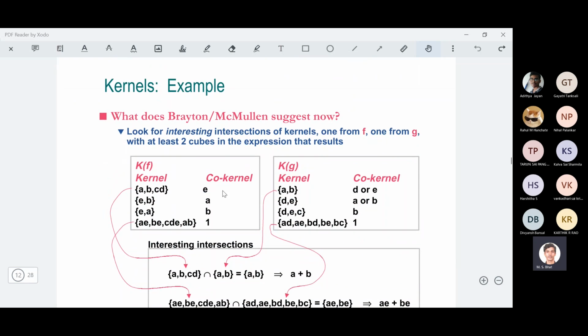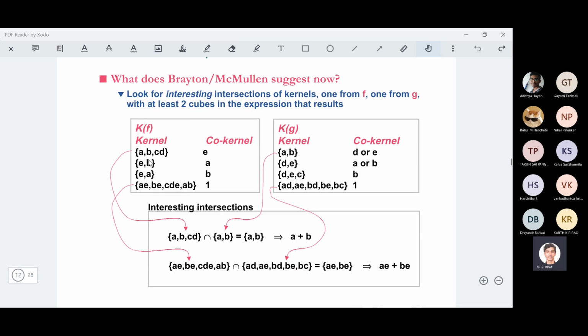Now, let us see how to use them. What does Brayton-McMillan suggest now? Look for interesting intersections of kernels, one from F and one from G, with at least two cubes in the expression that results. So when we look at the kernels here, let us see this first kernel, A plus B plus C, D, intersection with A plus B, the kernel A plus B of G, this intersection gives me A plus B. So A plus B is a multiple cube because you have two cubes here.